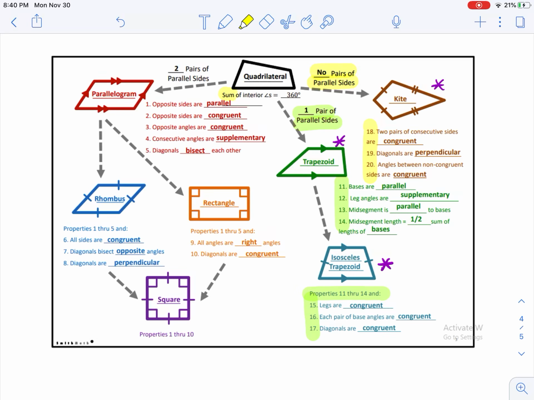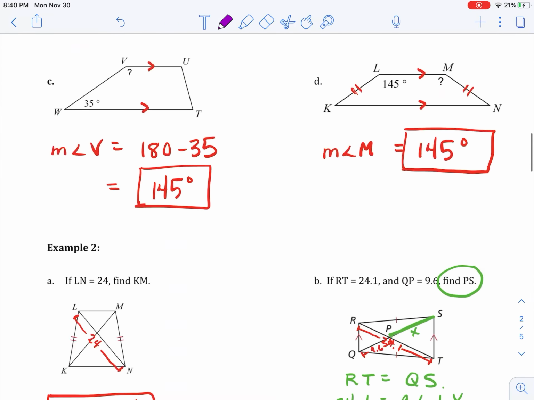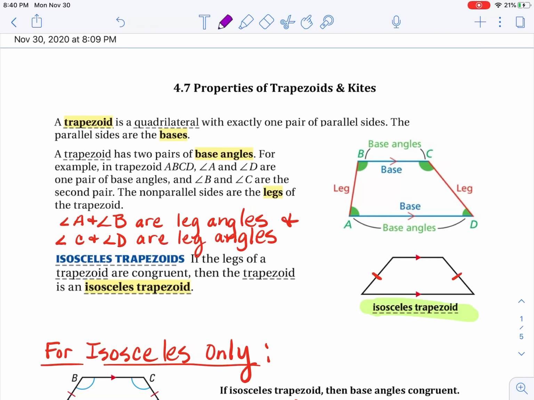And of course, don't forget that I talked about this in today's Zoom session, that the sum of all of these shapes is going to be equal to 360, so that could help also, okay? And finally, I just want to mention that we're not going to talk about mid-segments, so 13 and 14 are never anything that you're going to have to know. All right, so that's our last two shapes, which are trapezoids and kites.